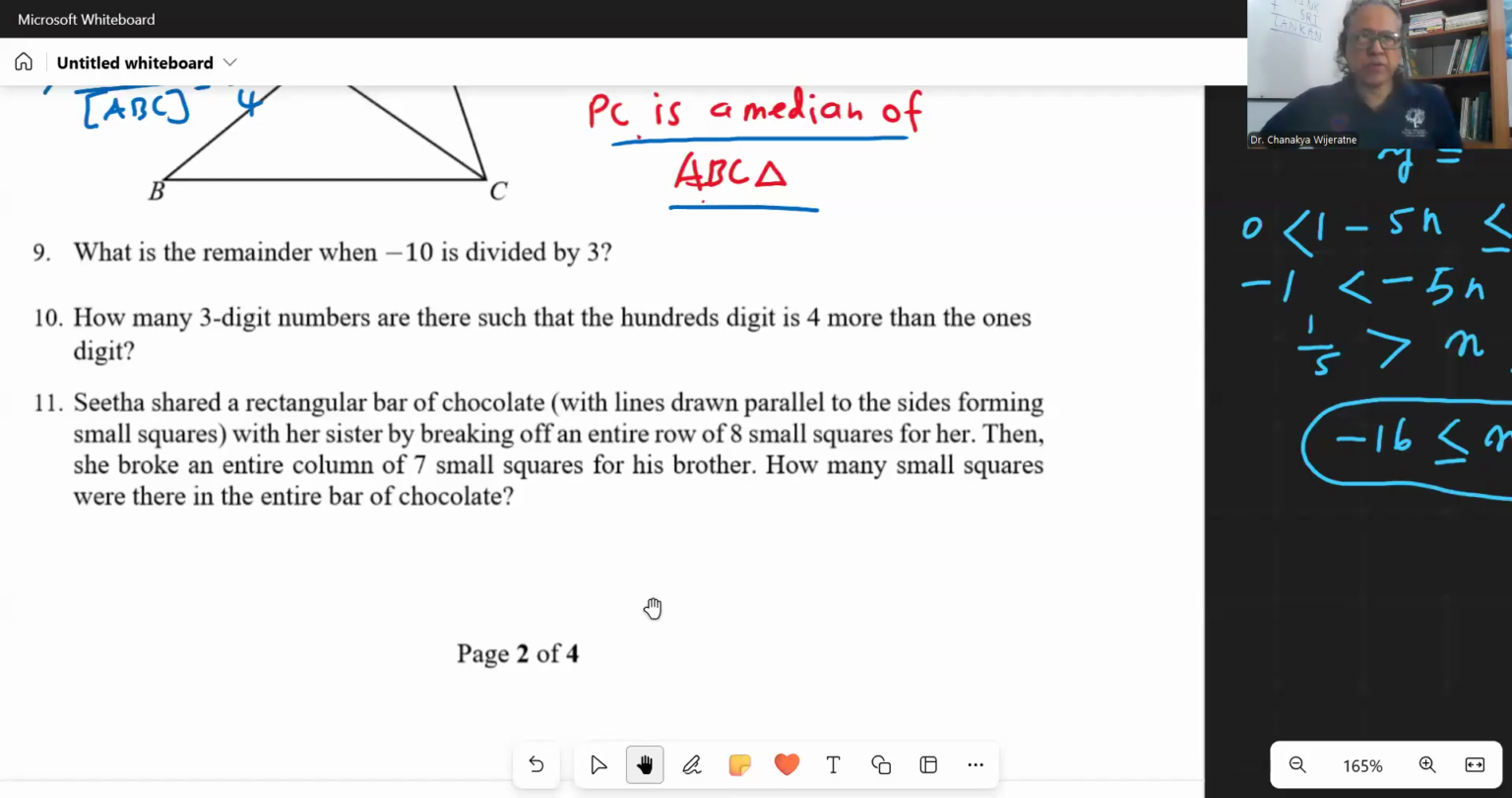Okay, hope you can see my whiteboard. And we're going to start with number 9. What is the remainder when negative 10 is divided by 3? Now, to answer this, you should know the division algorithm.